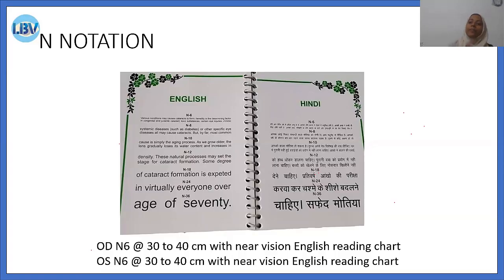And we mention which chart you have taken this vision with. So you have taken this vision with the English reading chart or Hindi reading chart, whatever chart we have used. Similarly, for the left eye, it is N6 at 30 to 40 centimeter with near vision English reading chart.